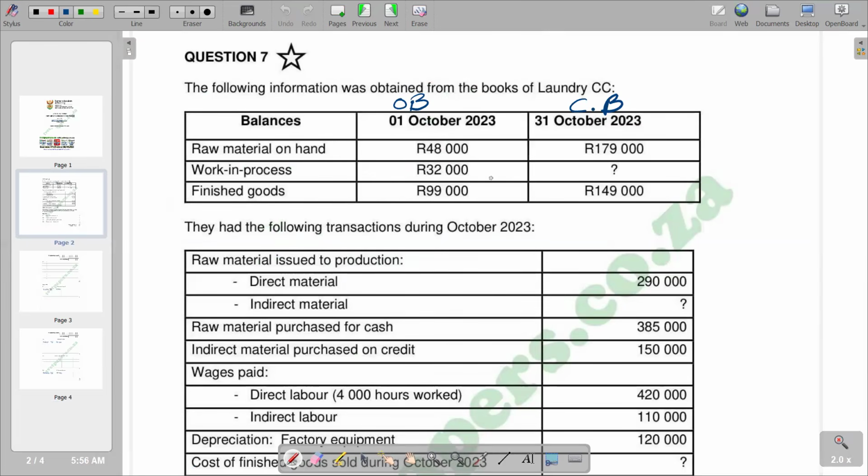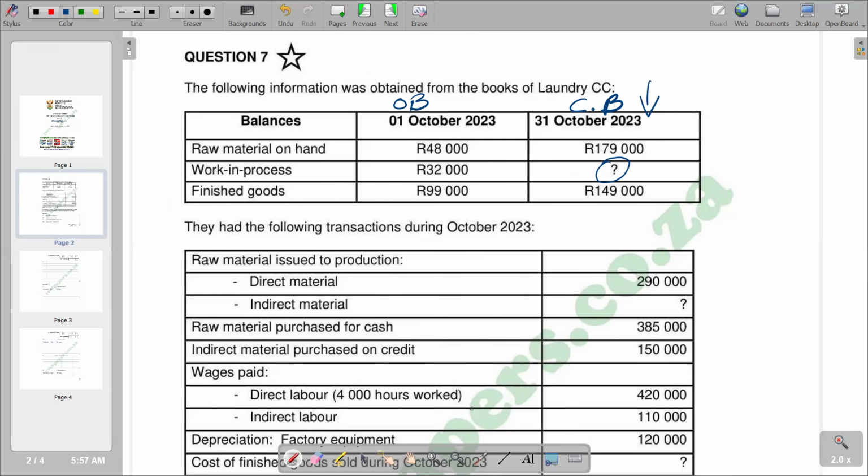But we have to take note that the closing balances, we are going to input them after we have finished all the transactions that we have there. Then we can put our closing balances. And we see that we put a question mark on work in process, indicating that we have to find the closing balance as a balancing figure. So it's as simple as that.